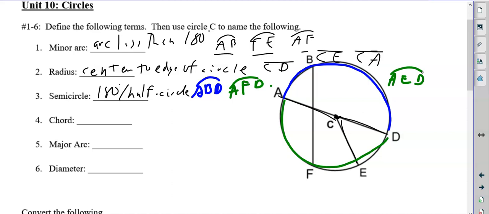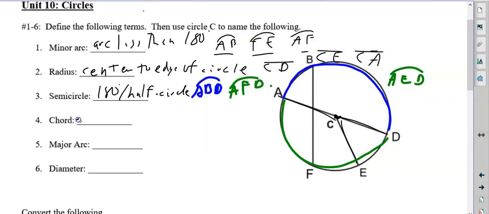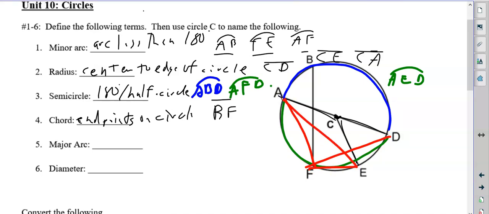Okay. A chord. A chord is connecting endpoints on a circle. So for example here, BF. All right. If I drew a line from F to E, or from F to D, or F to A, or E to A, or something like that, E to D, those would all be chords.